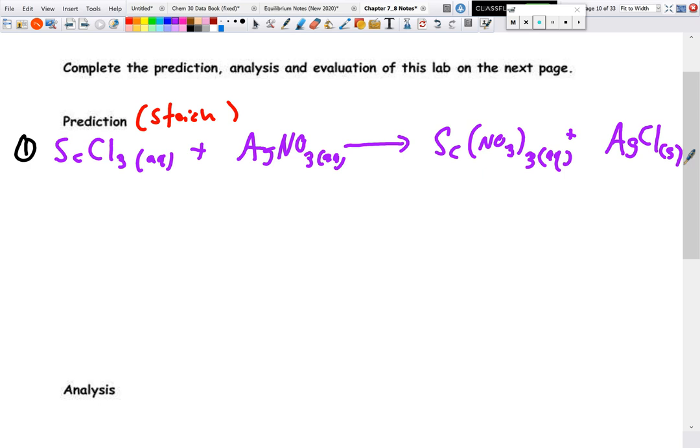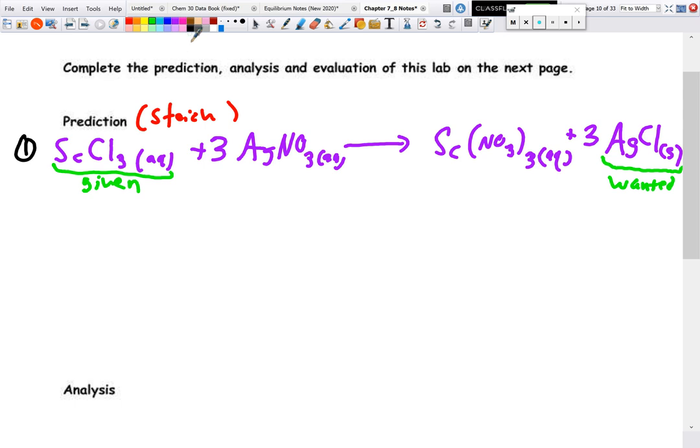And of course, we do need to balance this reaction as well. In order to do so, we need to stick a 3 in front of silver nitrate and a 3 in front of silver chloride. And last but not least, following all the steps of our stoichiometry, it's good to highlight our wanted and our given. Obviously this is being produced as a solid, so this is our wanted. And the thing that we're given was our 28 grams of scandium chloride. That is our given.